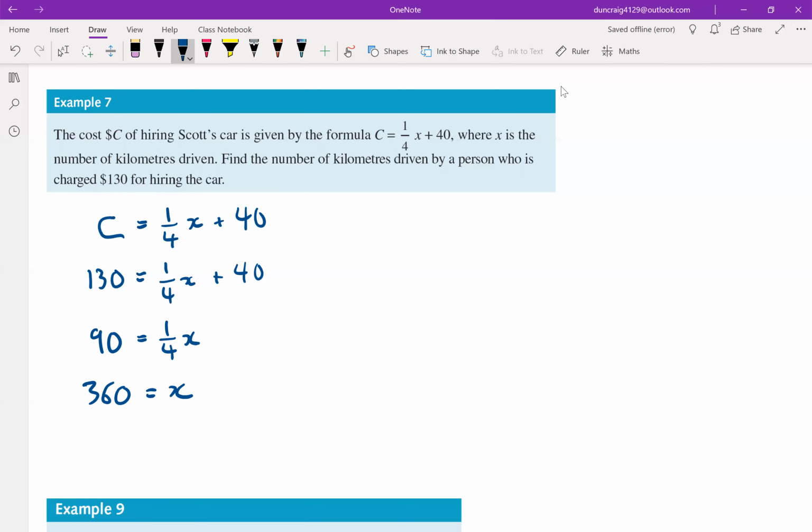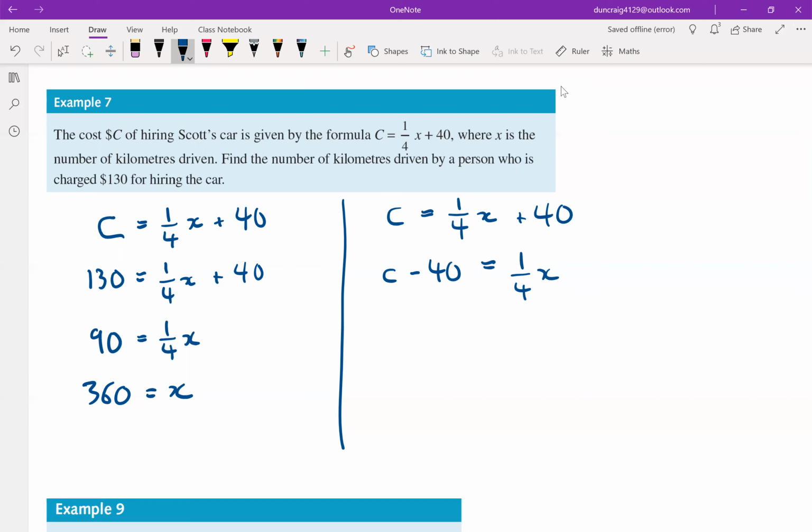Alrighty, so let's look at a second method. What we can do is rearrange that formula first up, and then substitute in C is equal to 130, and then we should be able to get 360 at the end. So this is what we want to do. C is equal to a quarter X plus 40. Okay. So basically, I want to make X the subject here. So first, I'm going to take 40 from both sides. So I'm going to get C take 40 is equal to a quarter X.